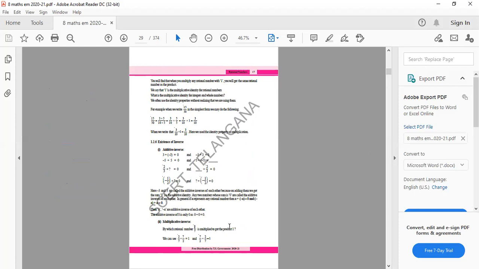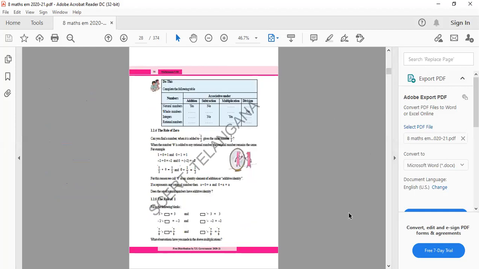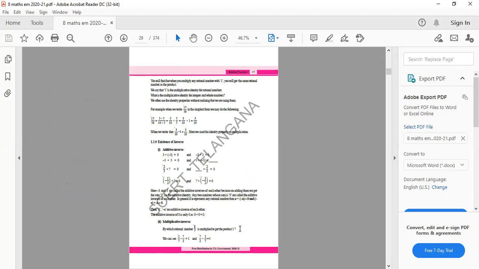First, what is the additive inverse? What is the multiplicative inverse? That you need to understand. First of all, you have to know what the additive inverse is and what the multiplicative inverse is. Please, can you tell me what the additive inverse and the multiplicative inverse are? Additive inverse means 1 plus 0 is equal to.